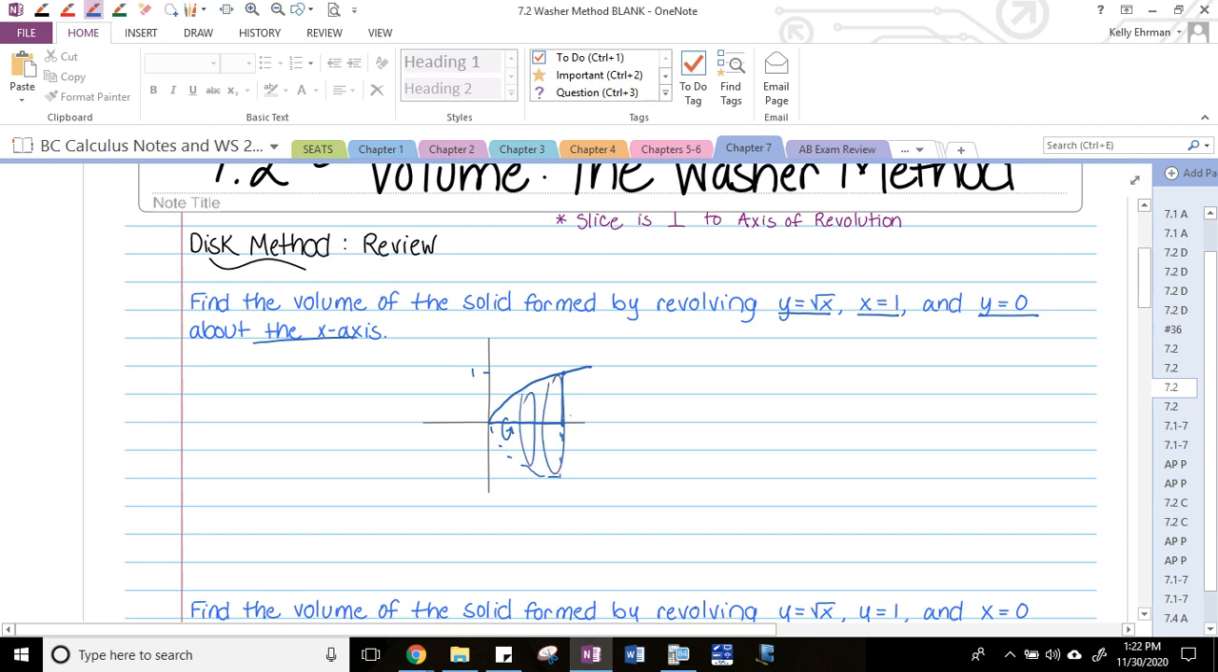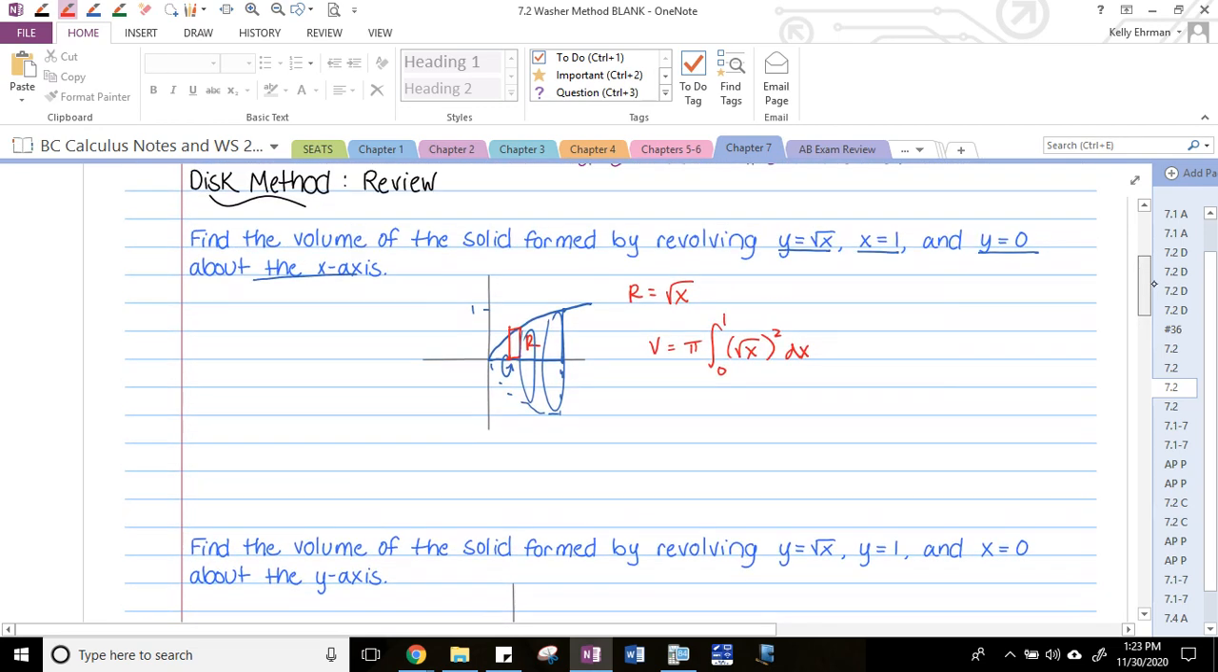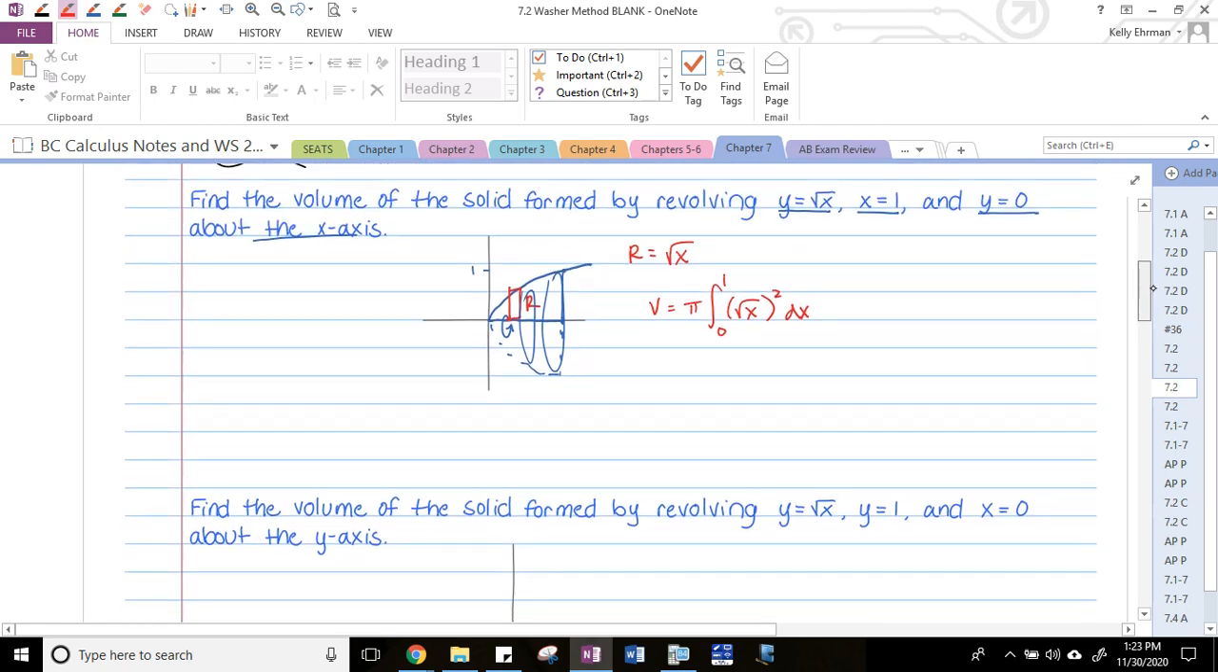So you get this kind of thing going, but what you're really looking at is, what is that representative rectangle? What is r? R is the distance between the curve and the axis of revolution, which is simply square root of x, technically minus 0. You don't have to write that. So the volume would be pi times the integral, in terms of x, going from 0 to 1 of square root of x squared dx. All right, so we can integrate that. I'm not going to. It's going to be something like pi over 2, but again, that's not the point.